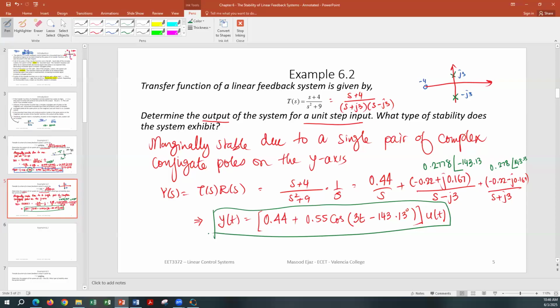And this system turned out to be a stable system because your output is not producing any more poles at the same point as j3 and negative j3. Your output is producing a pole at s equal to 0 again. So you have 3 poles here on the y-axis, but they are not multiple poles at the same point. Therefore, the output is still stable. And the output in this case is going to be a cosine signal, sustained output, that is, a steady state output is going to be a cosine signal which has an offset of 0.44 and a peak value of 0.55.